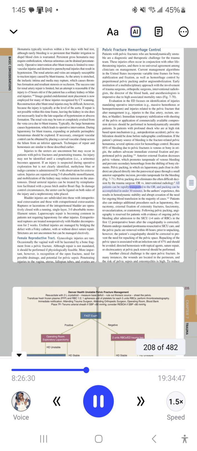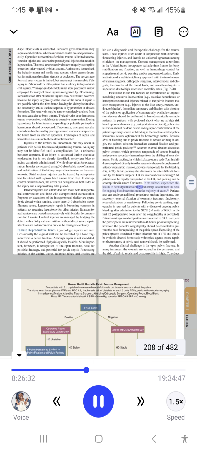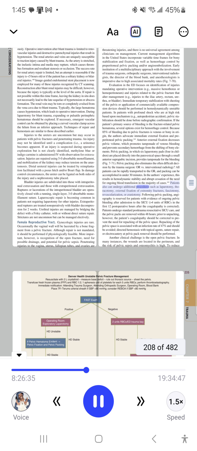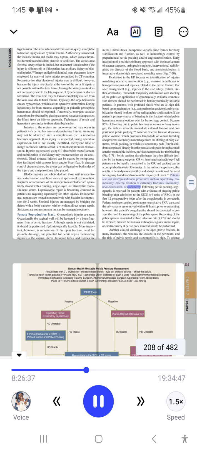All patients can be rapidly transported to the OR, and packing can be accomplished in under 30 minutes. In the author's experience, this results in hemodynamic stability and abrupt cessation of the need for ongoing blood transfusion in the majority of cases. 141. Patients also can undergo additional procedures such as laparotomy, thoracotomy, external fixation of extremity fractures, fasciotomy, revascularization, or craniotomy.